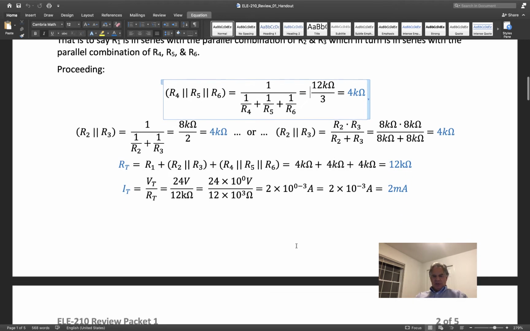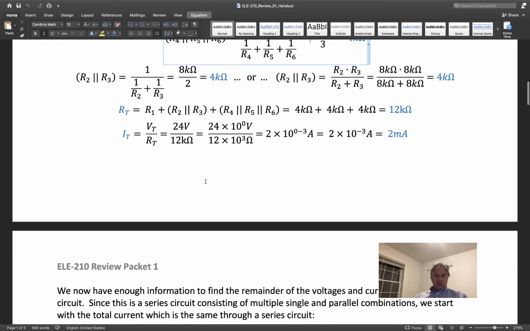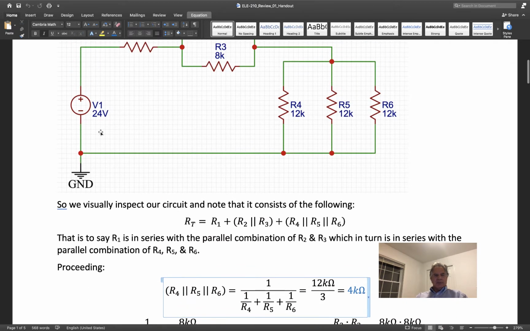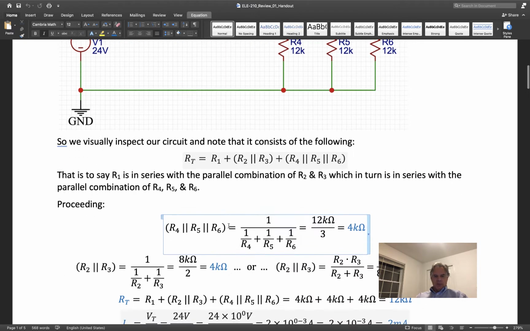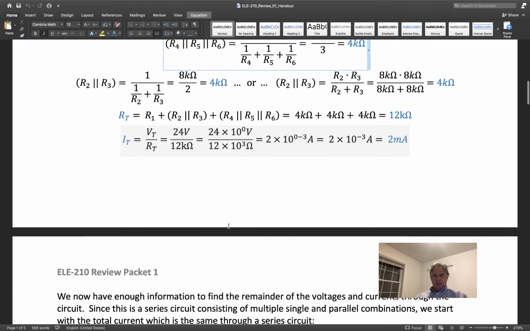Now, the next step in the total resistance method is to get the total current. So we use Ohm's law. IT equals VT over RT. VT, I will slide up here, obviously that's 24 volts. We've computed RT to be 12k ohms. And so we have 24 volts divided by 12 k ohms.